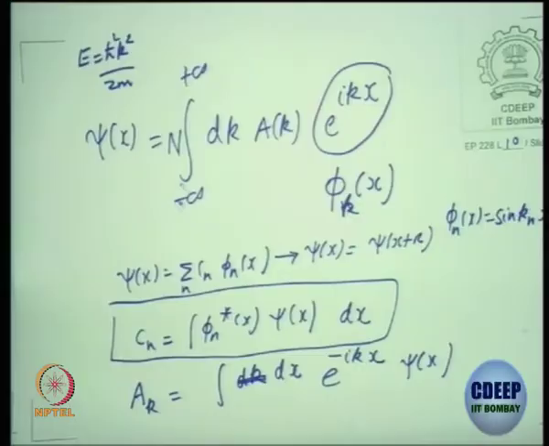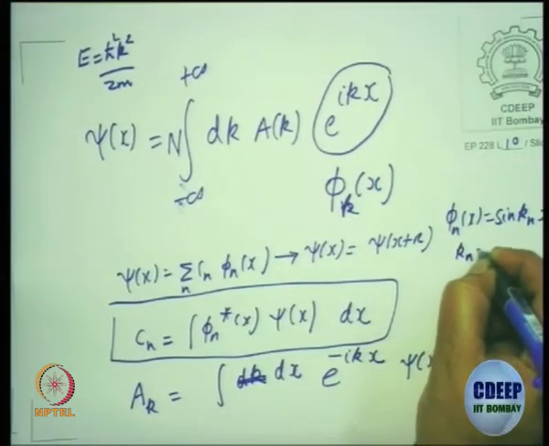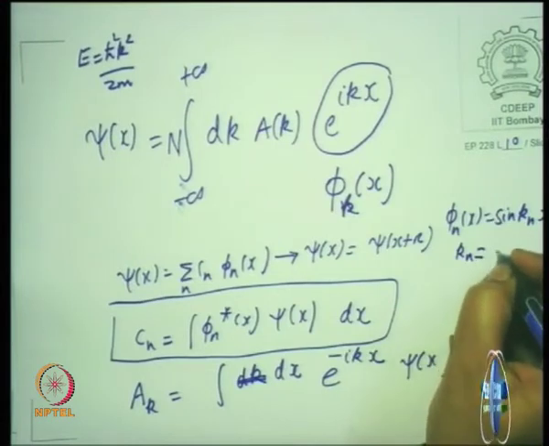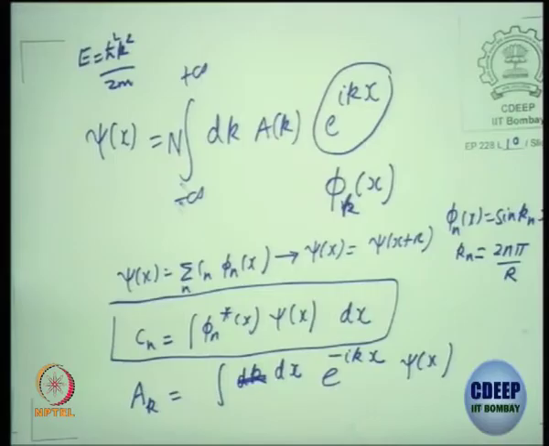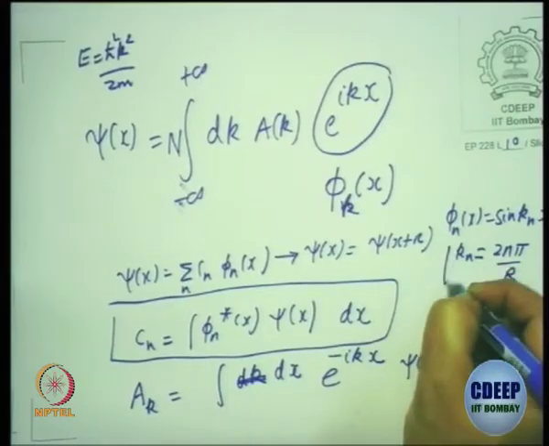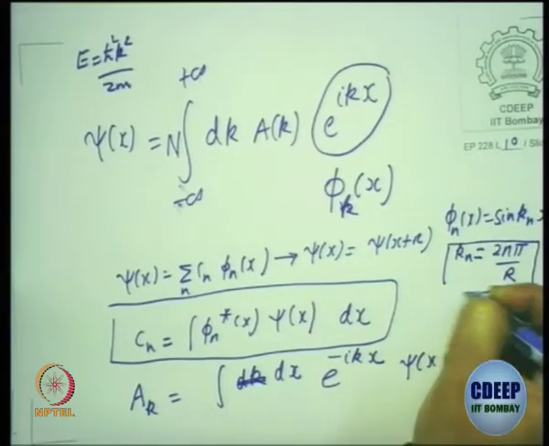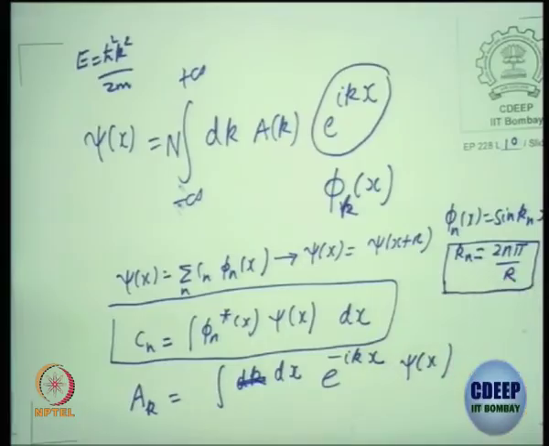x equal to x plus r, it should be the same, which will force k_n to be 2n pi by r, you agree? So this is why the periodicity condition discretizes your momentum, or the wave vector. Okay.